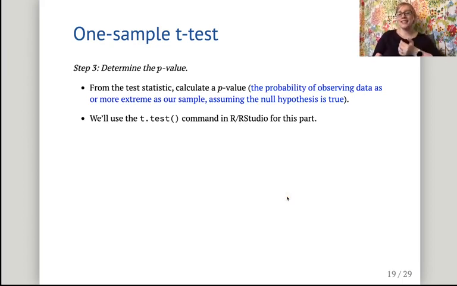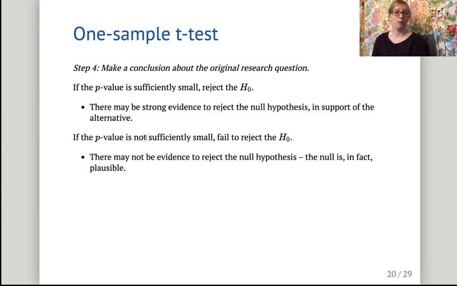Then from that test statistic, we'll calculate our p-value. Again, remember, this is a probability. So this is the probability of observing data as or more extreme as our sample, assuming the null hypothesis is true. Again, we'll use R in RStudio, and the command we're going to use is t.test to help us out.